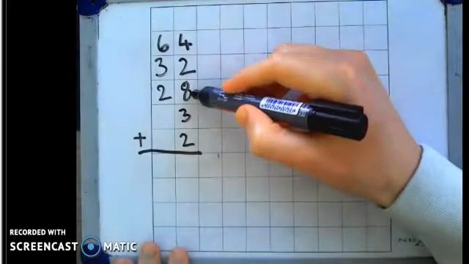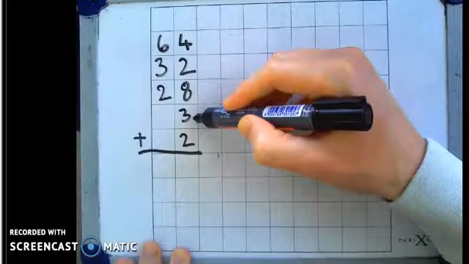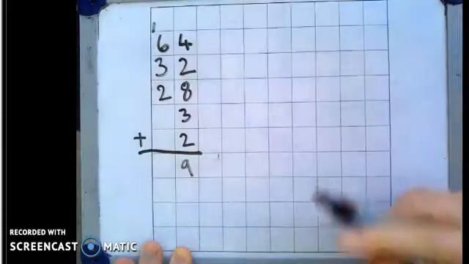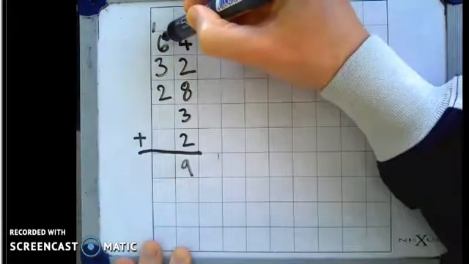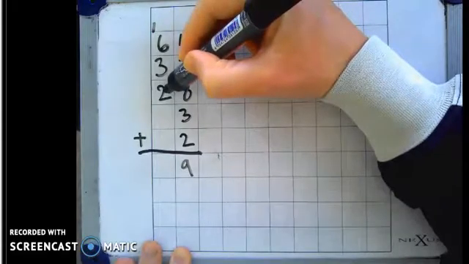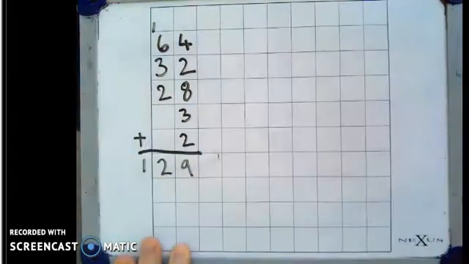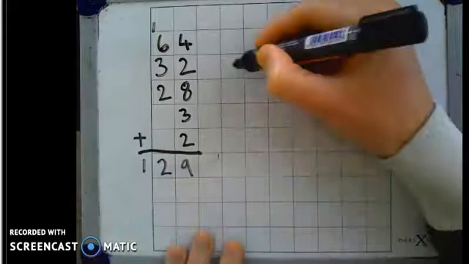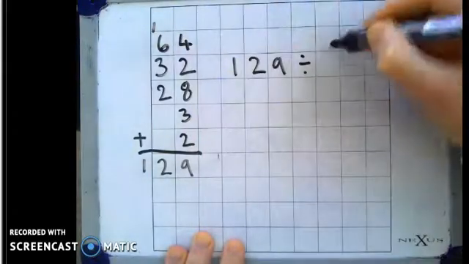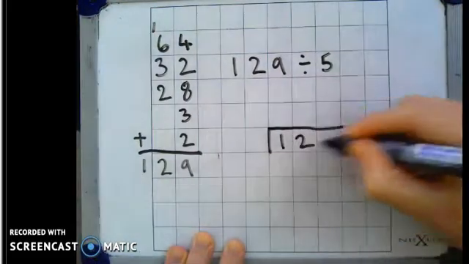2 plus 8 is 10, plus 4 is 14, plus 3 is 17, plus 2 is 19. 1 plus 6 is 7, plus 3 is 10, plus 2 is 12. So 129 is our total. Now we need to do 129 divided by the amount of family members. There are 5. Let's use our short division algorithm for this one.